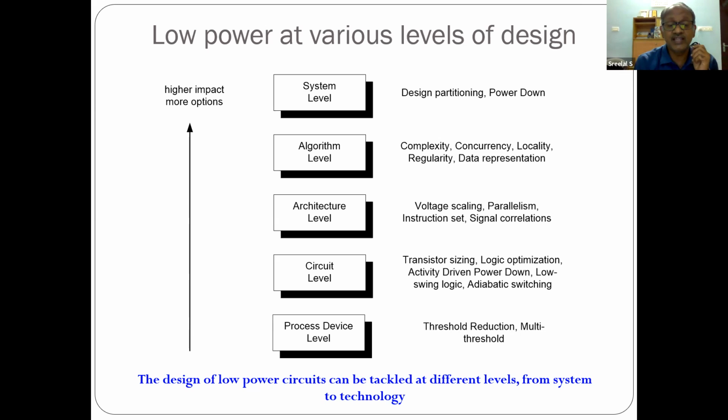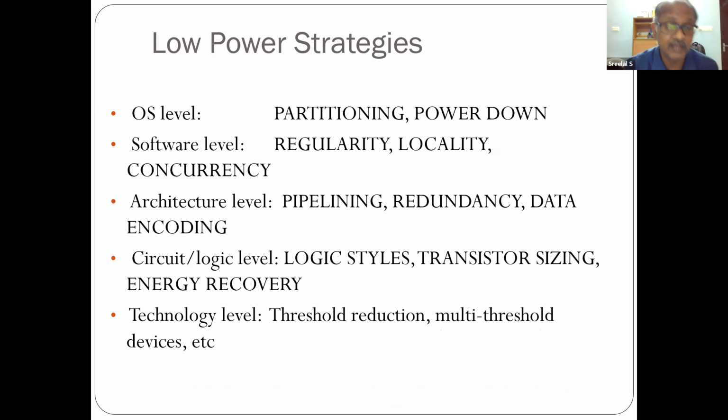So this is basically the entire hierarchy of the IC design as well as the system design that we are dealing with here, with the process and device level at the bottom and the system level at the top. This basically shows how low power can be achieved at these various levels of system design. So the design of low power circuits can be tackled at different levels from system to technology. That is the basic message from this slide.